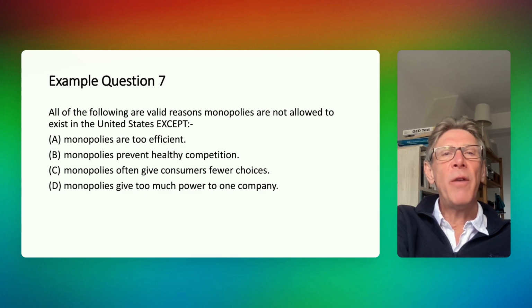Question number 7. All of the following are valid reasons monopolies are not allowed to exist in the US, except... So A, monopolies are too efficient. B, monopolies prevent healthy competition. C, monopolies often give consumers fewer choices. D, monopolies give too much power to one company.